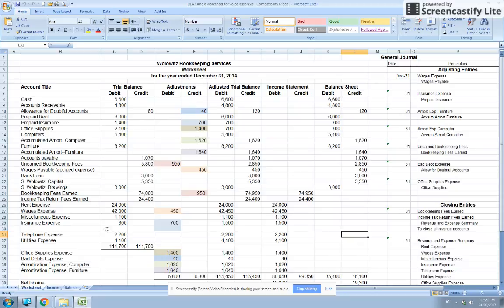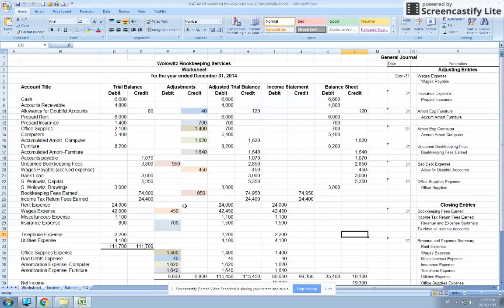You always start off with the trial balance, that is the balance in the ledger accounts at the end of the year. Then you do the adjustments. You want to make sure that your adjustment columns balance. Also, oftentimes there are adjusting entries that require accounts that are not in the trial balance. You have to add these accounts to the bottom of the worksheet.